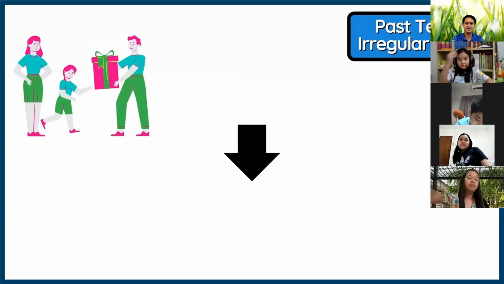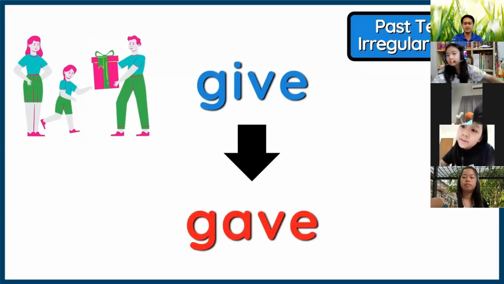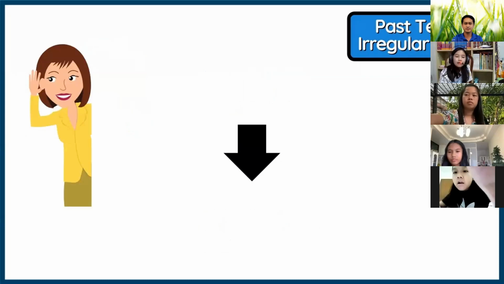It's give. Spell give. G-I-V-E. And what is the past tense for the verb give? Gave. Very good. How about this one?